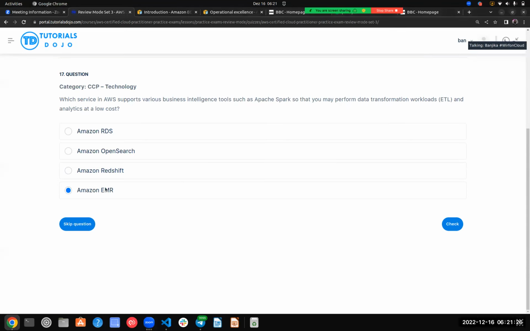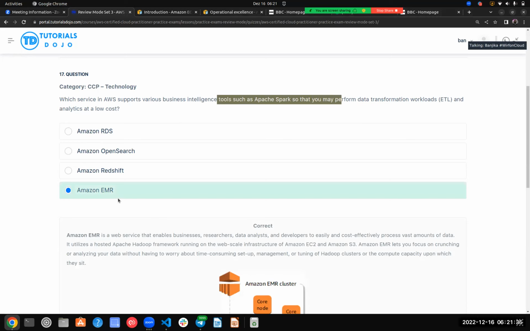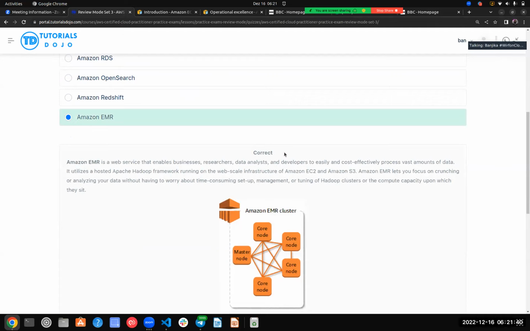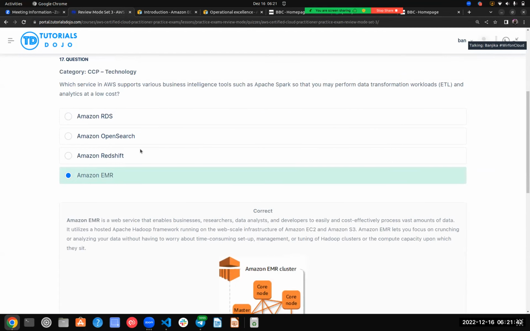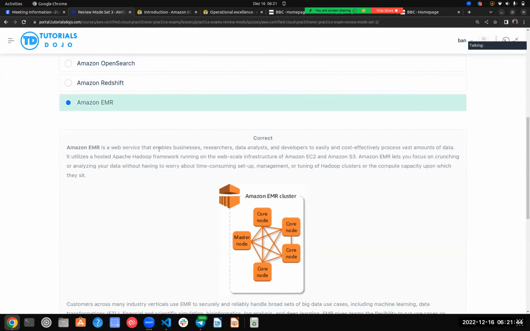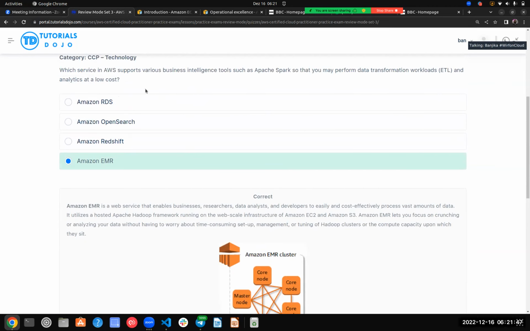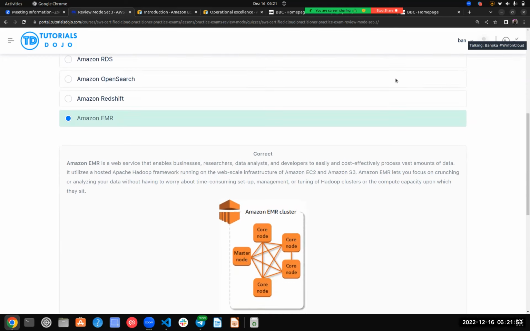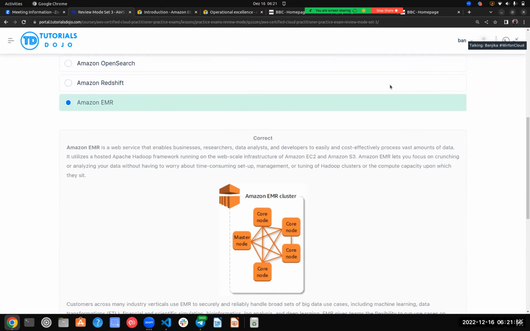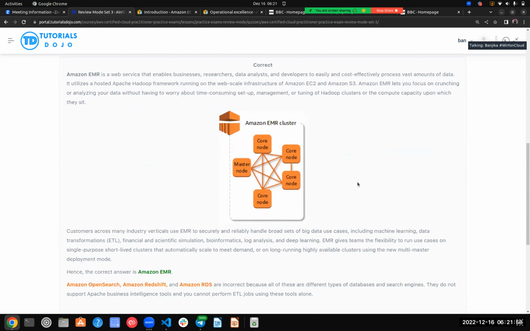Okay. So 2 people say EMR. Tools that can support Apache Spark. That's the keyword. And that's correct. EMR supports Apache Spark. What else? Redshift is a data warehouse, and it can also be used for business intelligence. But in this case, they are saying tools that can support Apache Spark and perform data transformation workloads. So just keep that in mind.